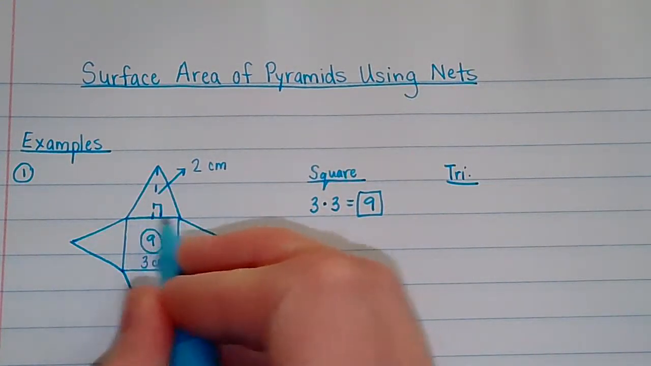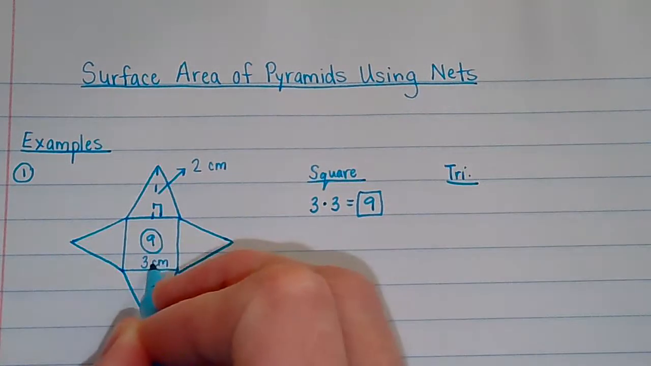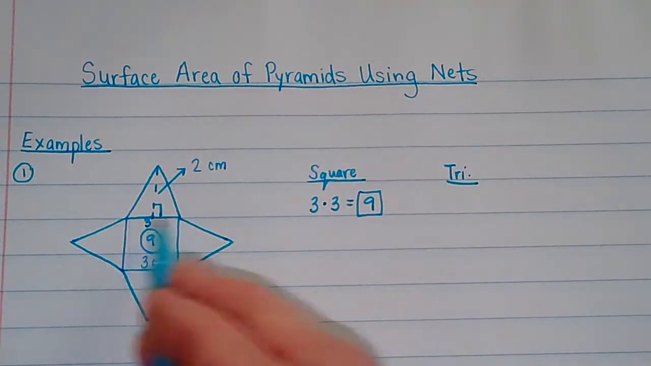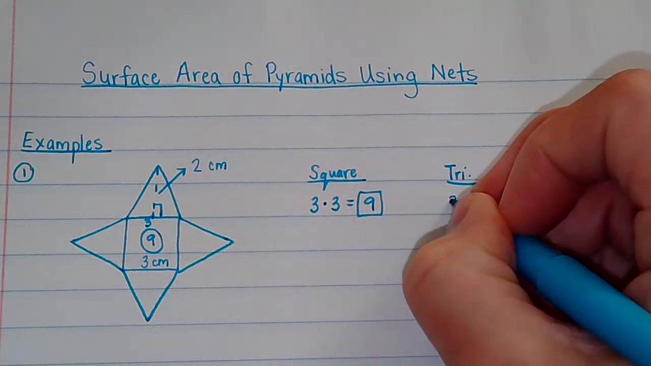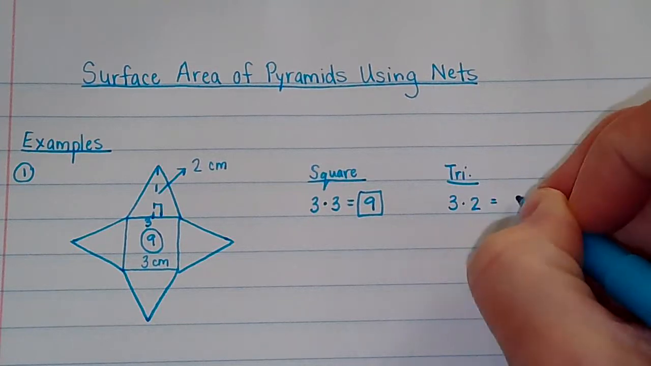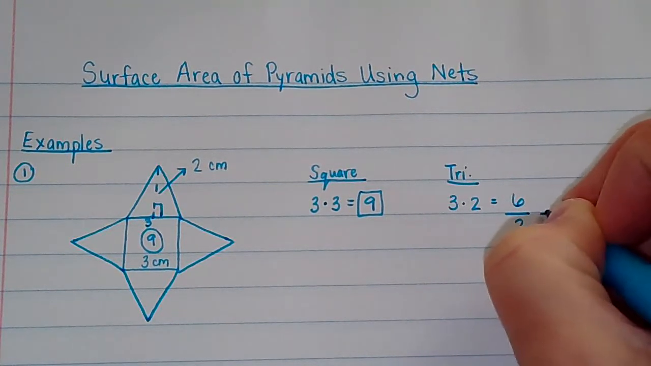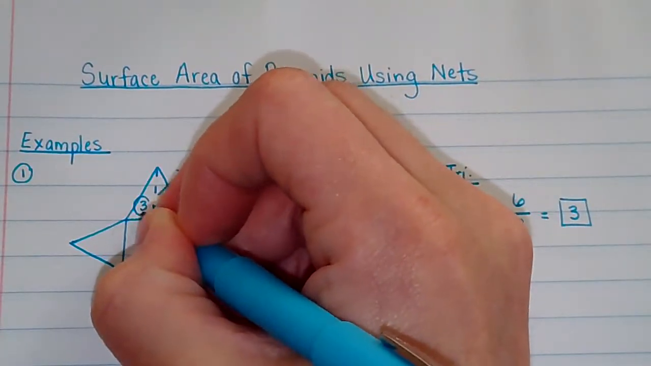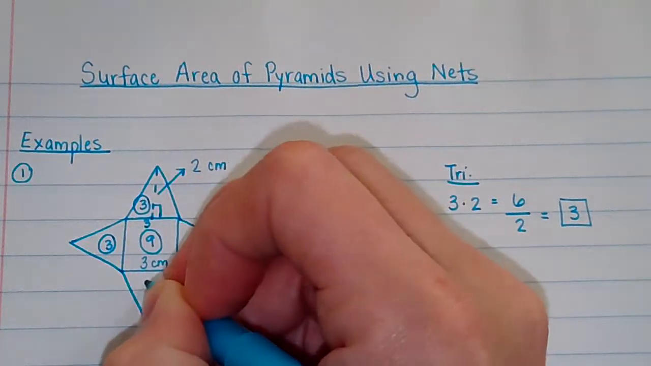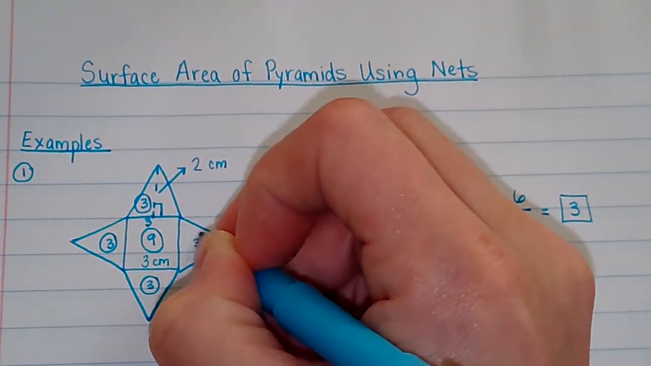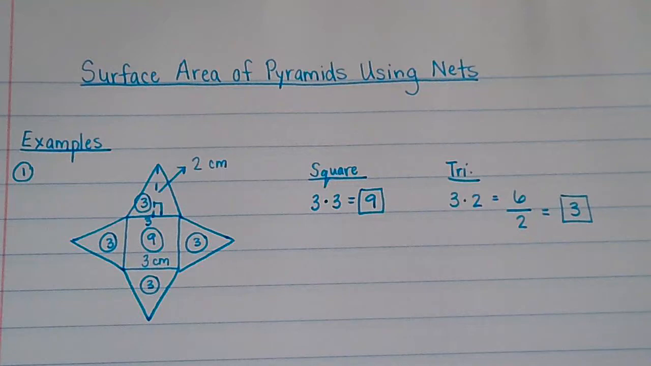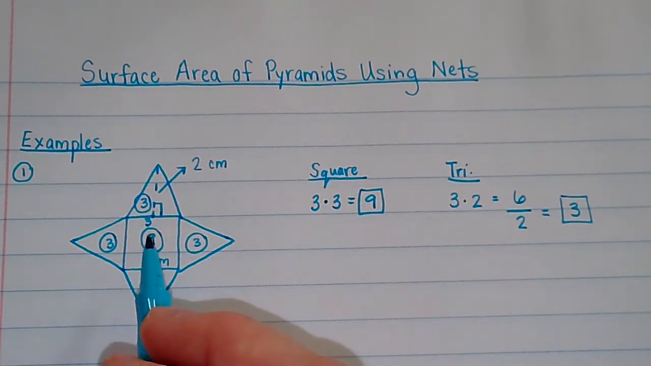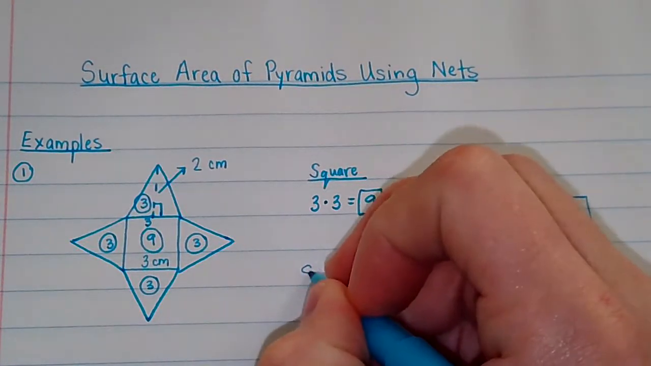So there's my triangle. The base of my triangle is right here. Well, that's going to match this down here, so it's going to be 3. All right, so the base is 3. The height is 2, which gives me 6. And then I'm dividing by 2 because it's a triangle, and I get 3. So that tells me that this one's 3, this one's 3, this one's 3, and this one's 3. Well, I know that 3, 3, 3, 3 gives me 12. So then I would just have to do 12 plus 9, and I get 21.